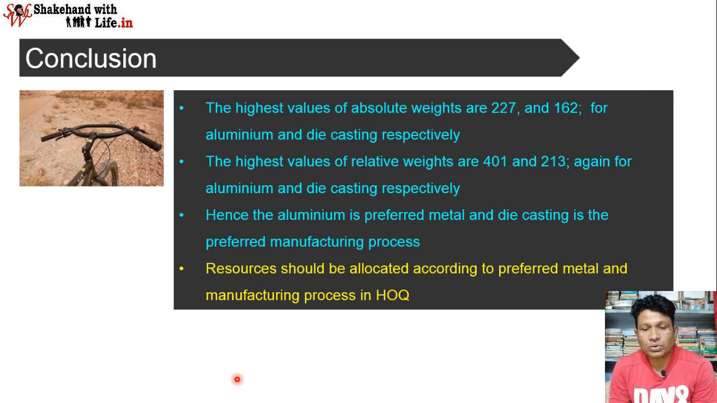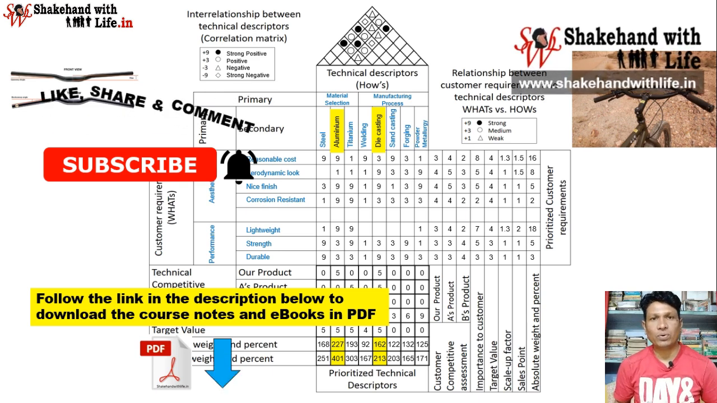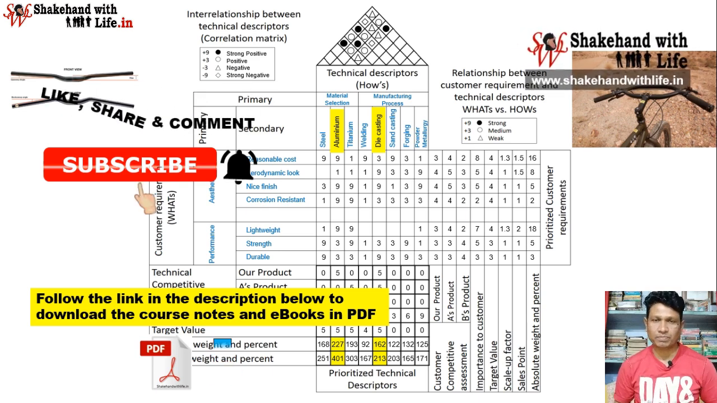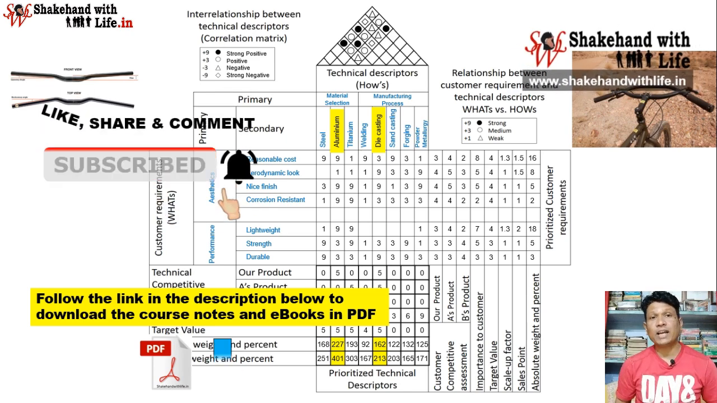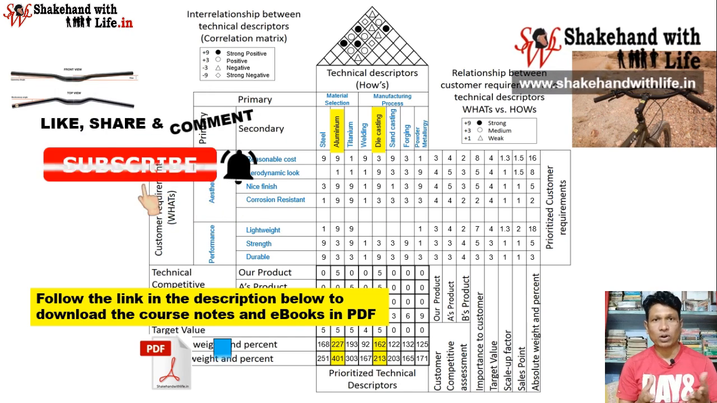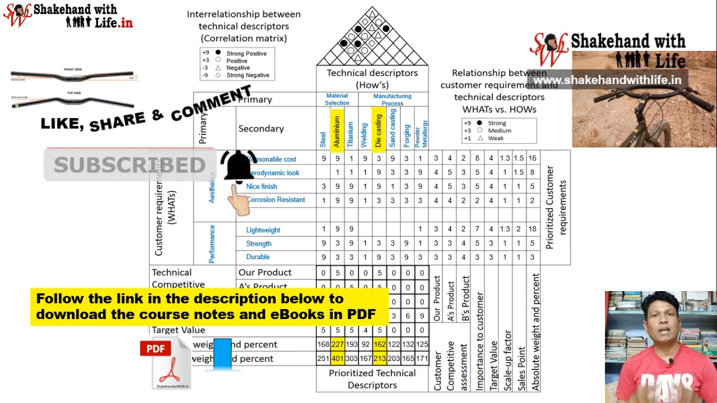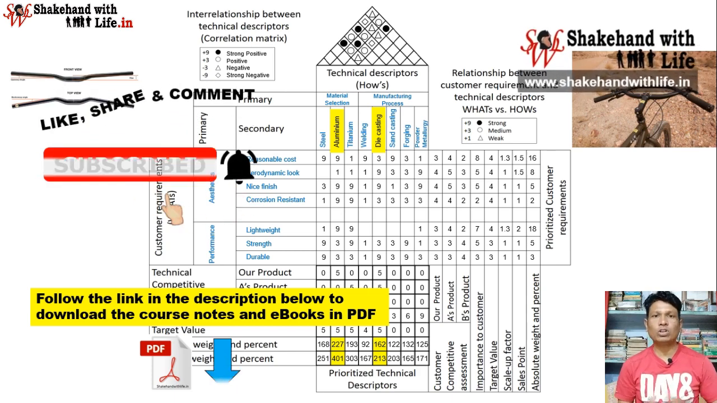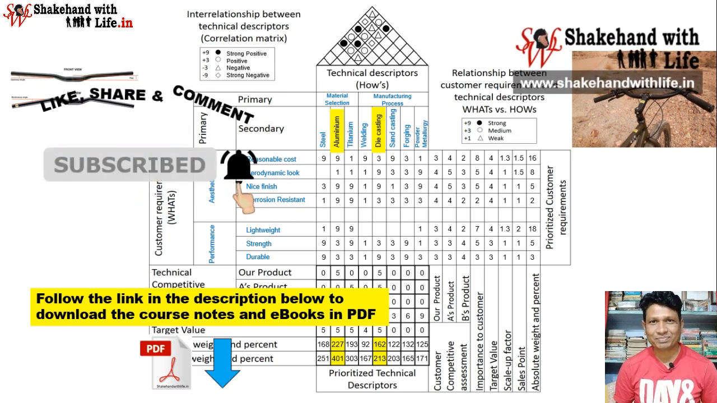Therefore the resources should be allocated accordingly to the preferred metal and manufacturing process in house of quality. So resources should be given by the organization on the basis of preferred technical descriptors to manufacture a handlebar stem. So this is the importance of house of quality. This was the house of quality for the handlebar stem of a mountain bike. Similarly, you can construct a house of quality for any product for your organization and prioritize the technical descriptors on the basis of customer requirements.